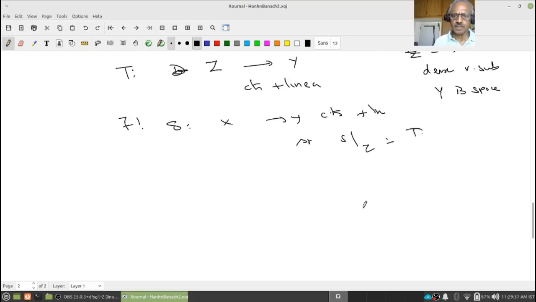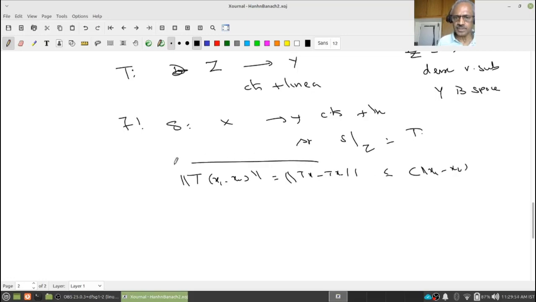Remember, any continuous linear function is uniformly continuous, because T of x1 minus x2 is Tx1 minus Tx2, and that is less than or equal to C times the norm of x1 minus x2. So this will prove uniform continuity. Therefore, I can apply the earlier theorem, and the extension is okay.